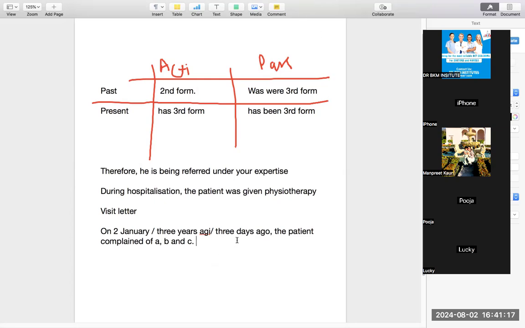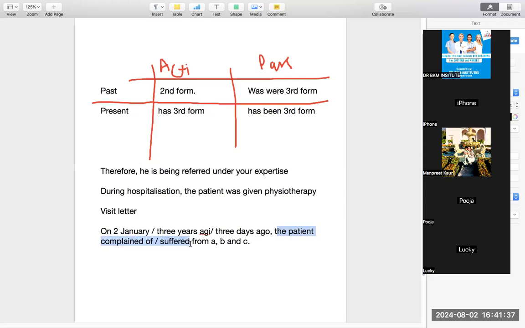Patient complained of. We can also write patient suffered from. This is your choice. With suffer, you will always use from. With complaint, you will always use of. So 3 years ago, 3 days ago, on 2nd January, on first visit, on second visit, on third visit, the patient complained of this thing.